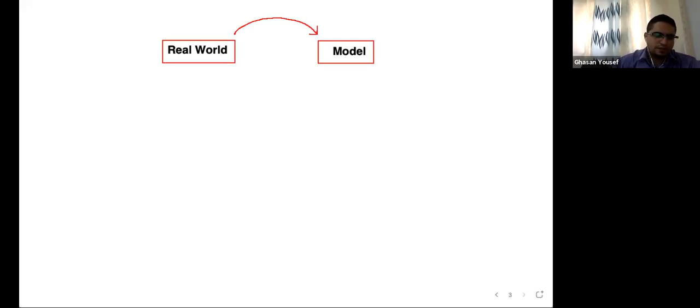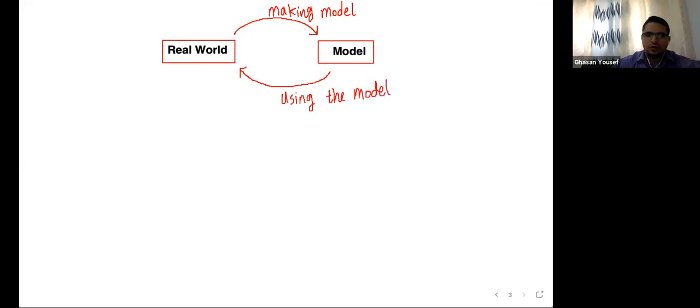We change everything to letters, making the model. Then after we get the answer from the model, we go back to our real life using the model. After we use the model and find the answer, we go to our real life. Another example. Here is the example.